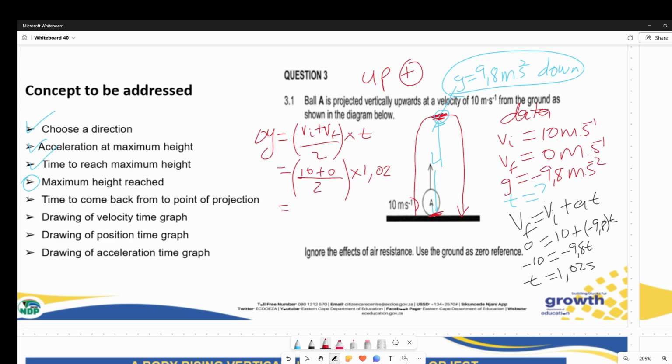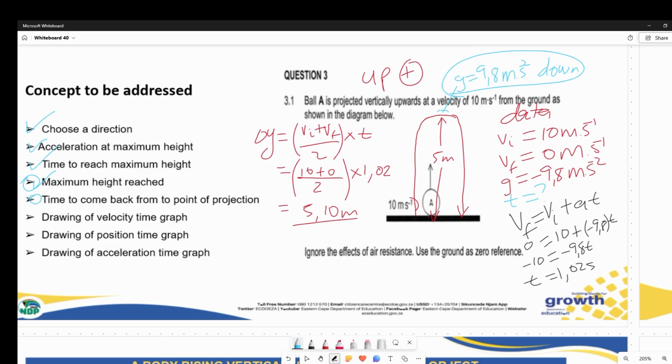So if we punch a calculator from that, you are going to get delta y to be 5.10 meters. That means that's going to be our height. That is 5 meters from the ground until it reaches the maximum height. Okay, so we're done with that.